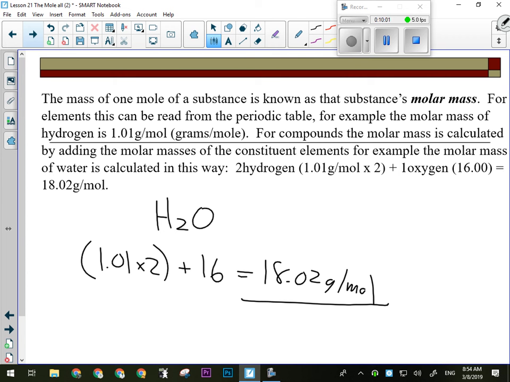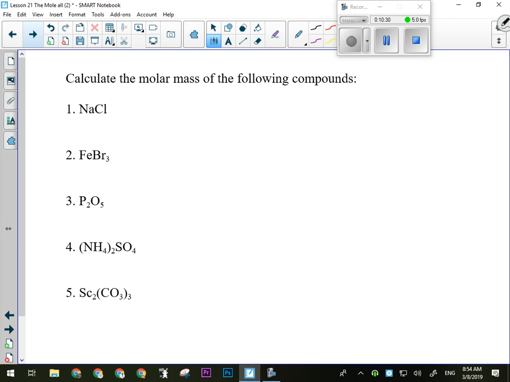Now, to give you an idea of just how little water that is, that would fit in the cap of a water bottle. 18 milliliters is not very much, because 1 milliliter of water is 1 gram. So not very much. But there would be 6.02 times 10 to the 23 molecules of water in that amount. All right, is that a fairly easy calculation to make? Then I want you guys to try and calculate the molar mass of, let's just say 1 and 2 for right now.